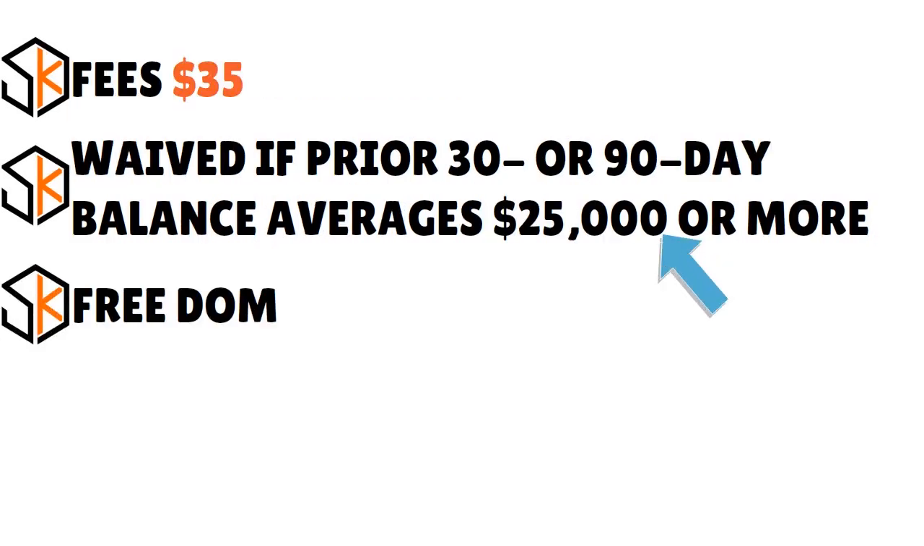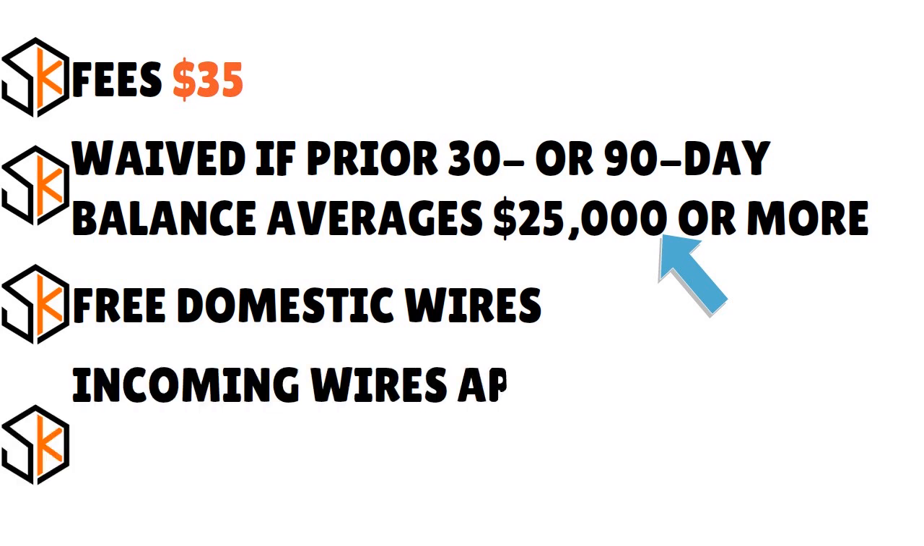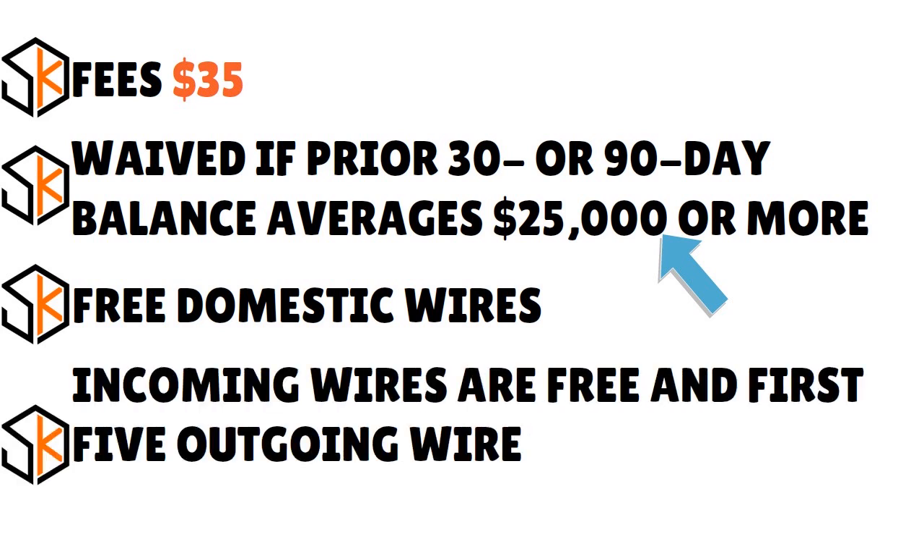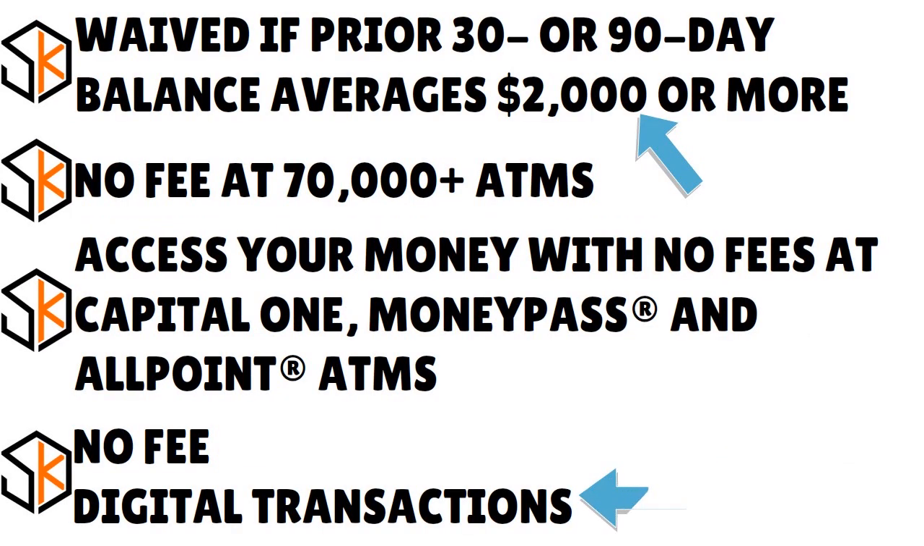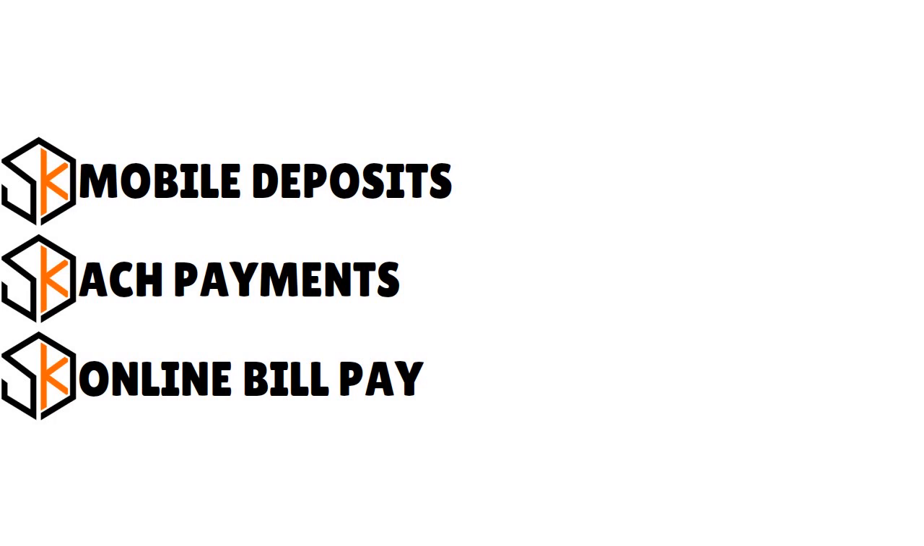So you have free domestic wires. Incoming wires are free, and the first five outgoing wires are free every single month. And there is no fee when it comes to digital transactions. This is similar to what you have with basic checking. So no fee for digital transactions, and this includes mobile deposits, ACH payments, and online bill pay.